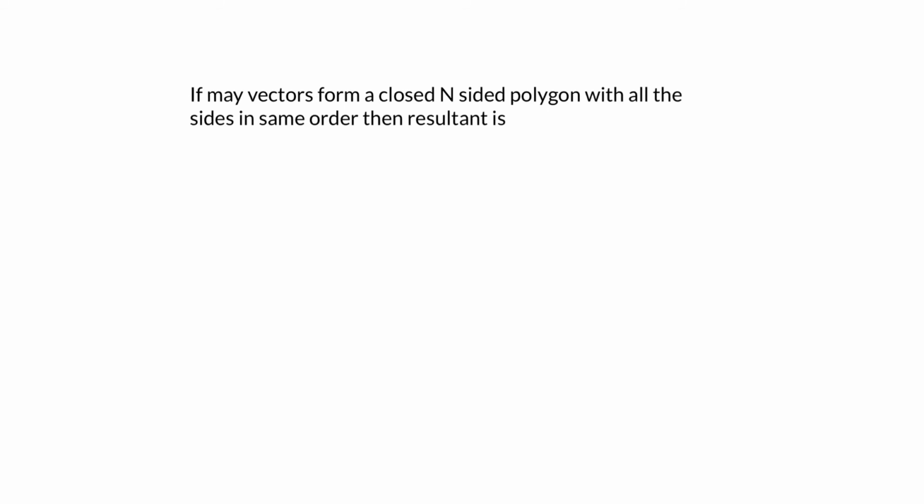Or you can write another condition for equilibrium: if many vectors form a closed n-sided polygon with all the sides in the same order, then the resultant will be equal to a zero vector. That means if you add the F1 vector, F2 vector and F3 vector, their resultant will be equal to 0, because it comes back to the final point. That's why we say if many vectors form a closed n-sided polygon, then F1 plus F2 plus F3 is equal to 0.